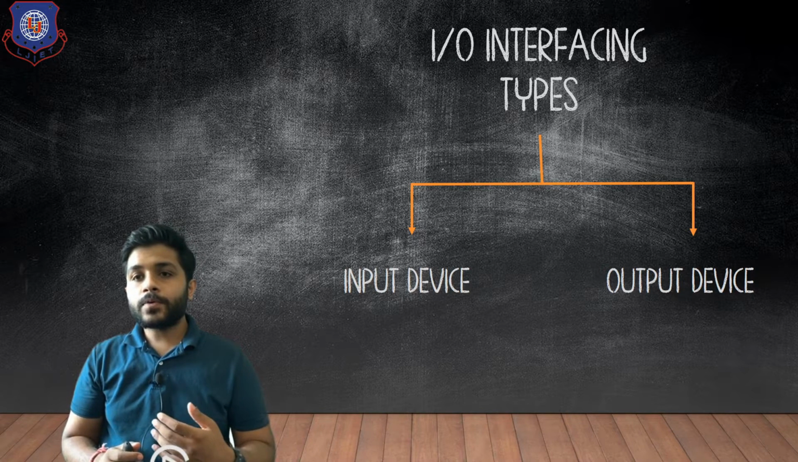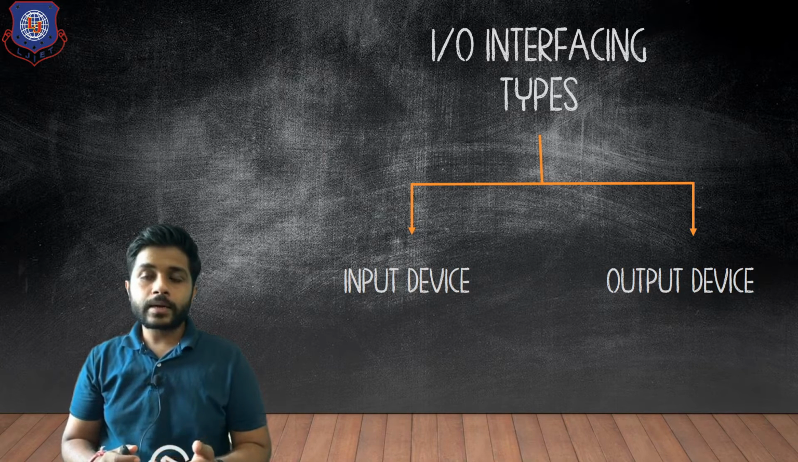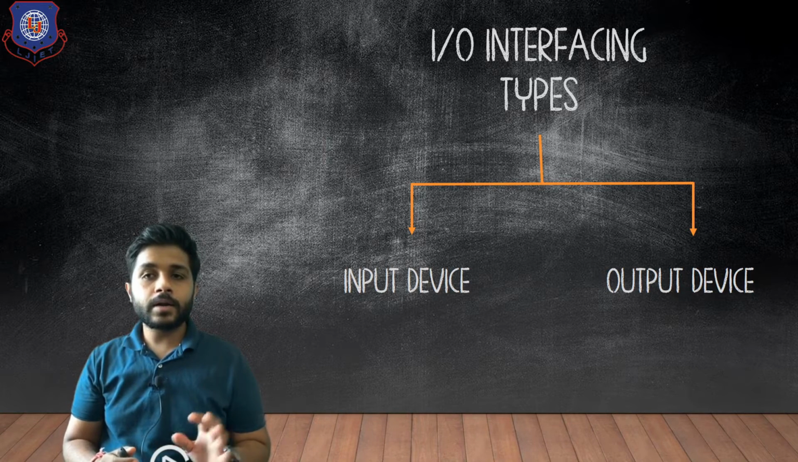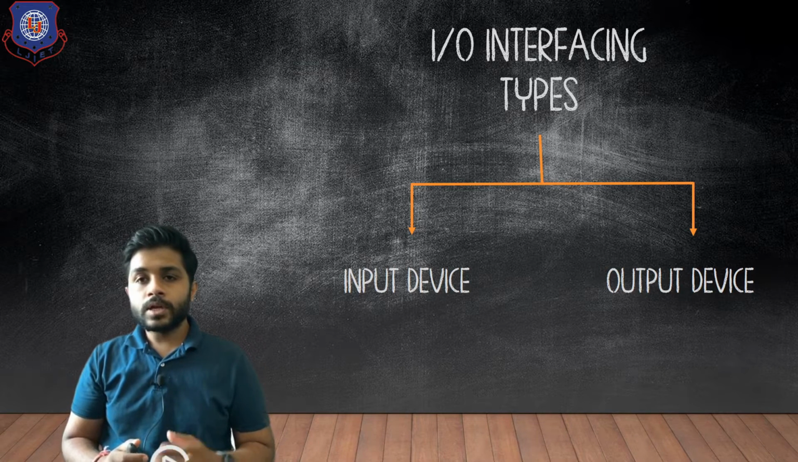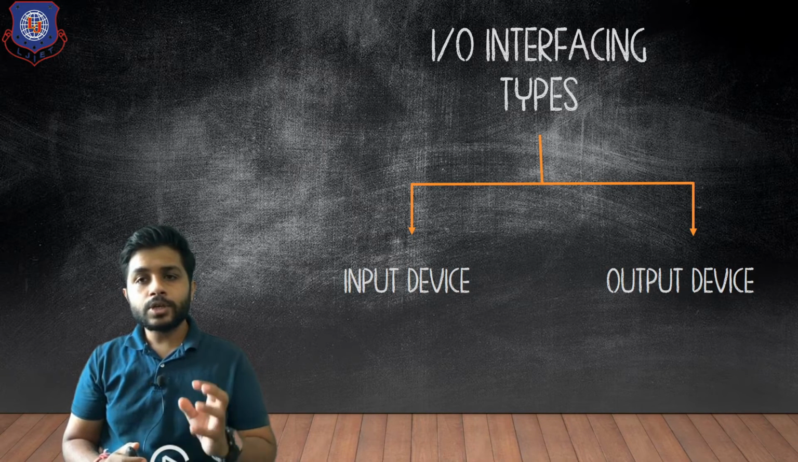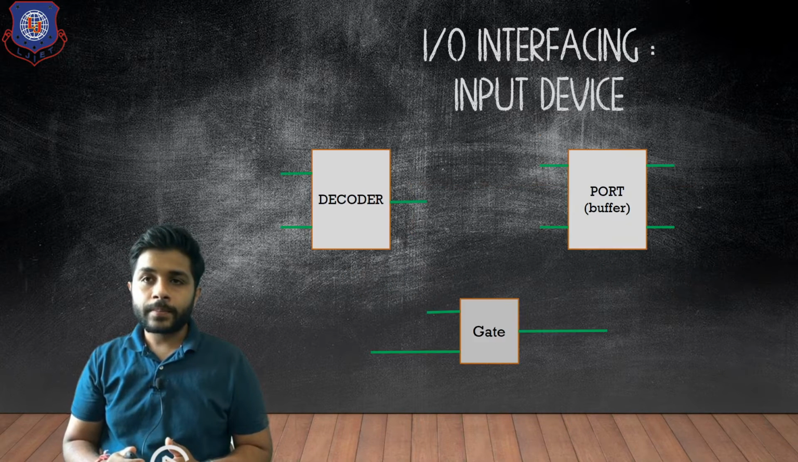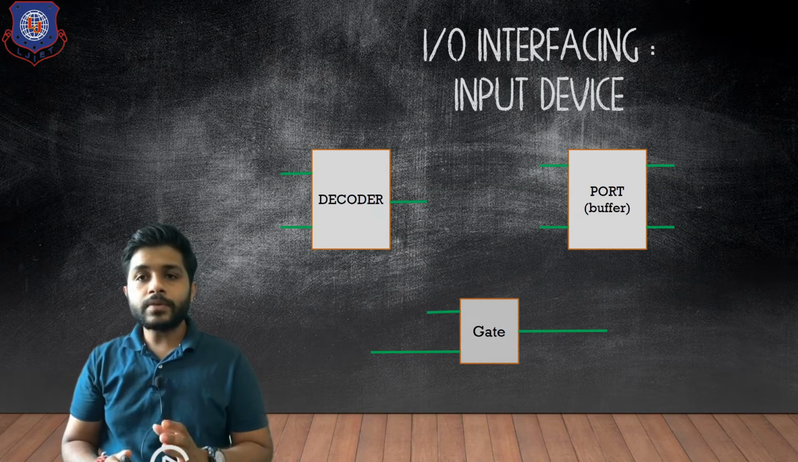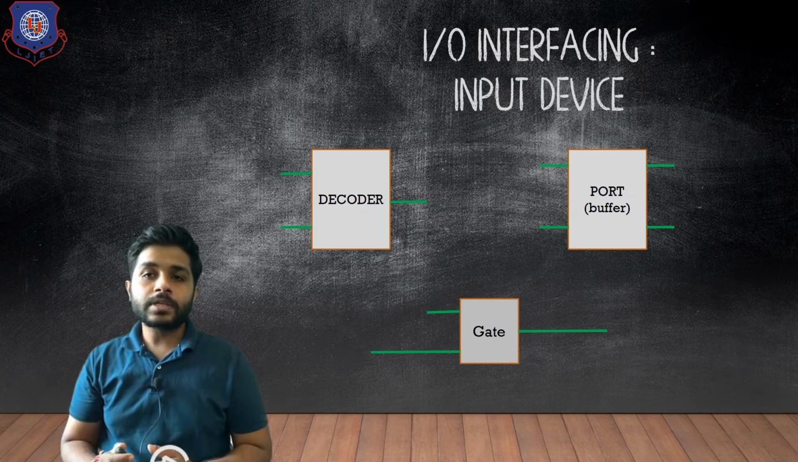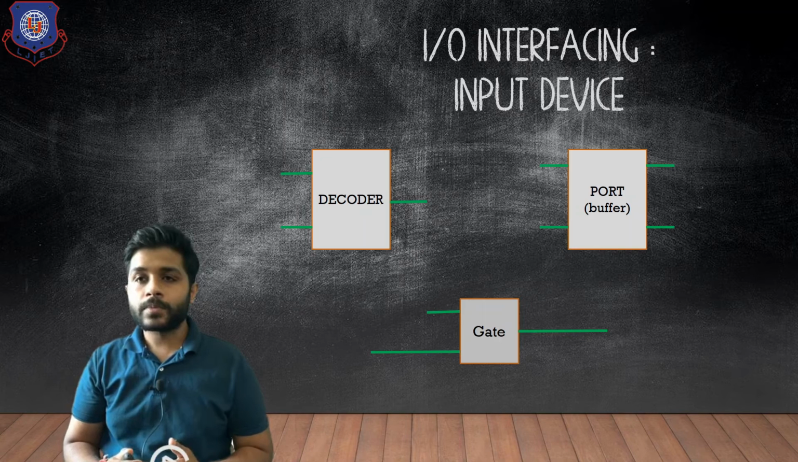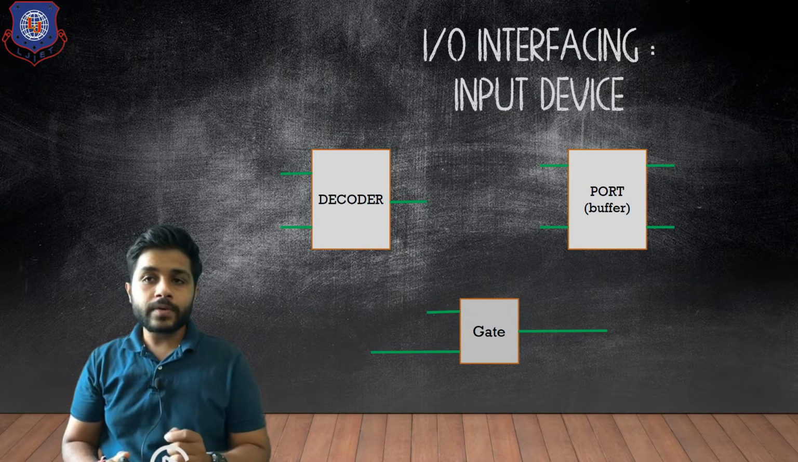There are different types of devices that you can connect with the microprocessor. Some are input devices and some are output devices. To connect input devices, you need some components. Let's see how to connect an input device. To connect an input device, you need different components such as decoder, gate and port. If you are connecting any input device, as a port we will be using a buffer.